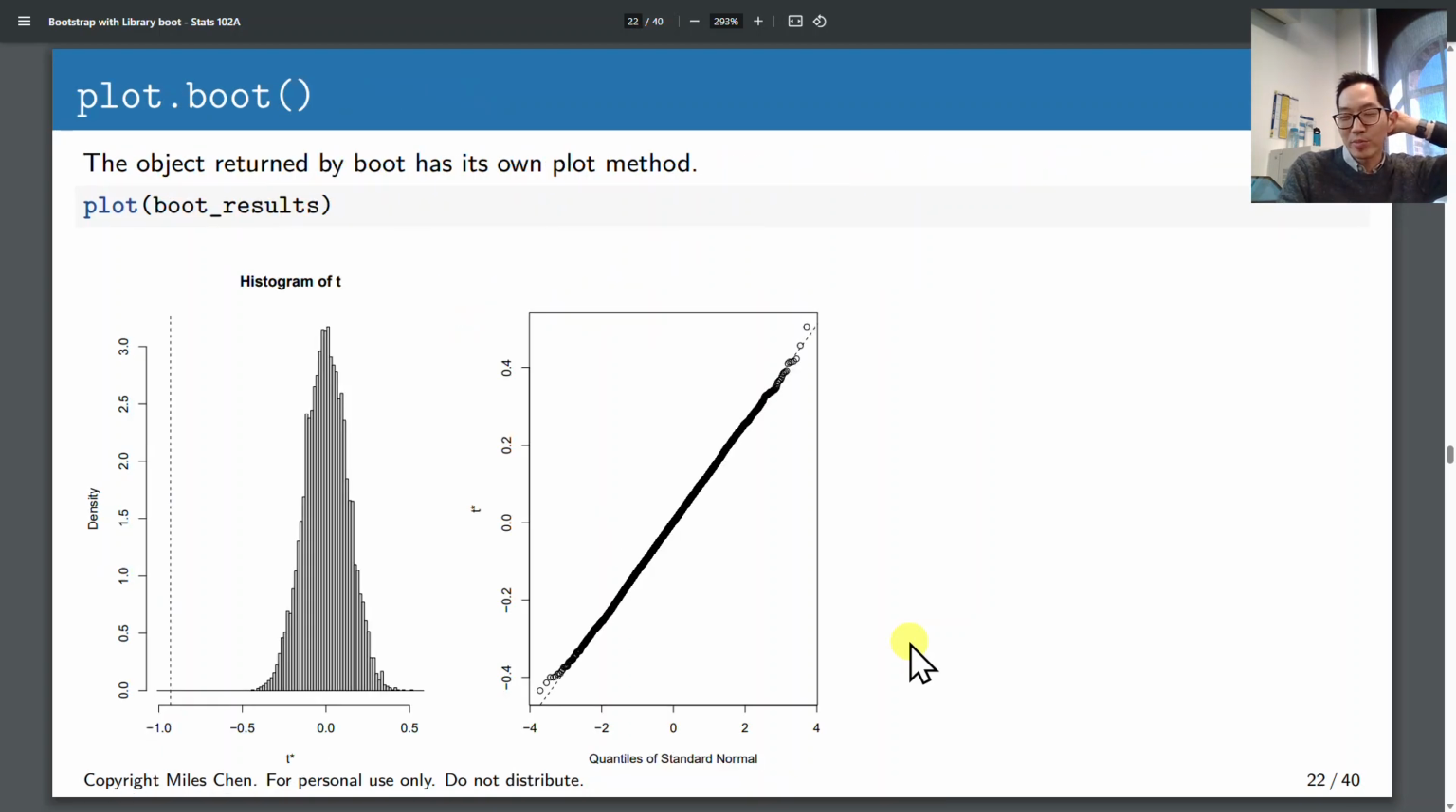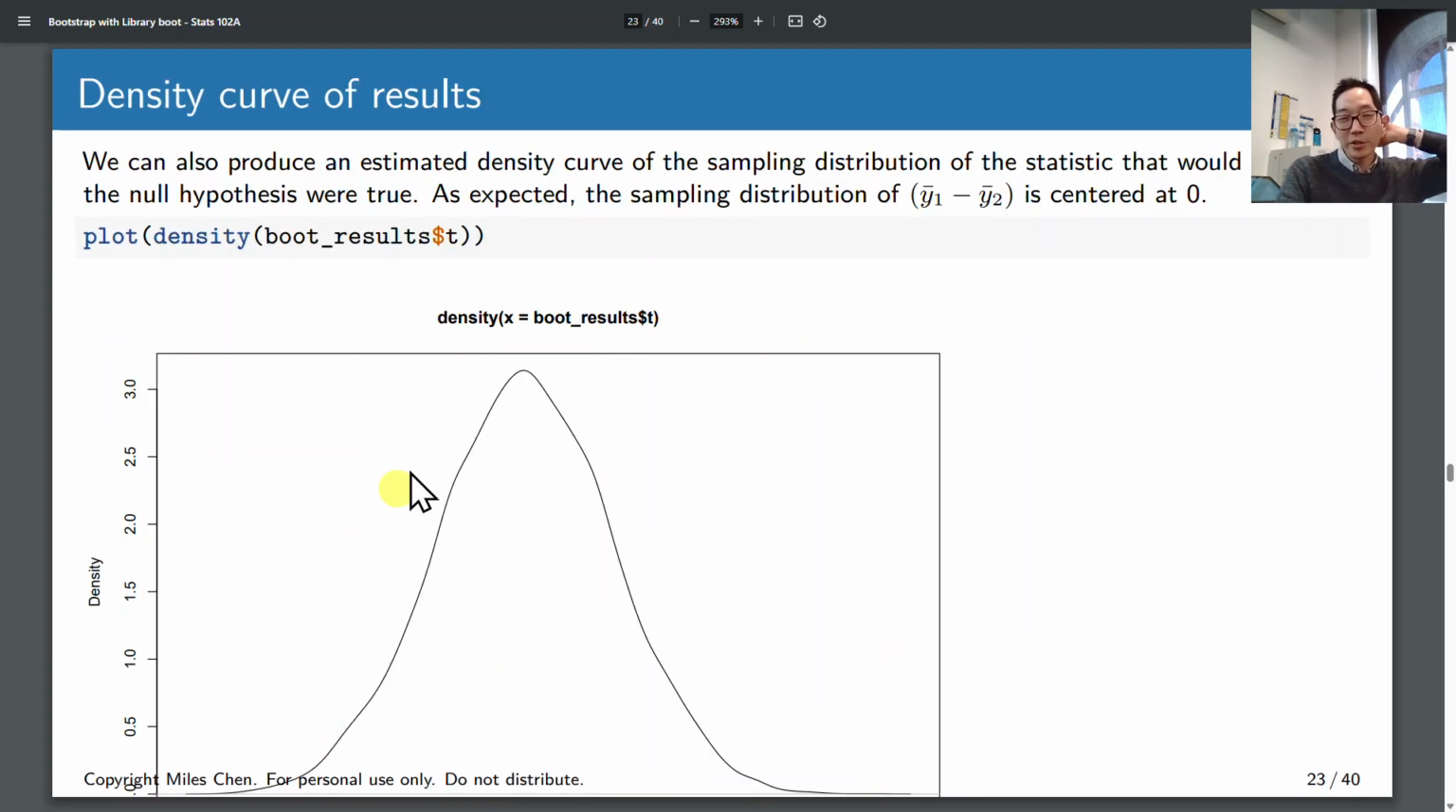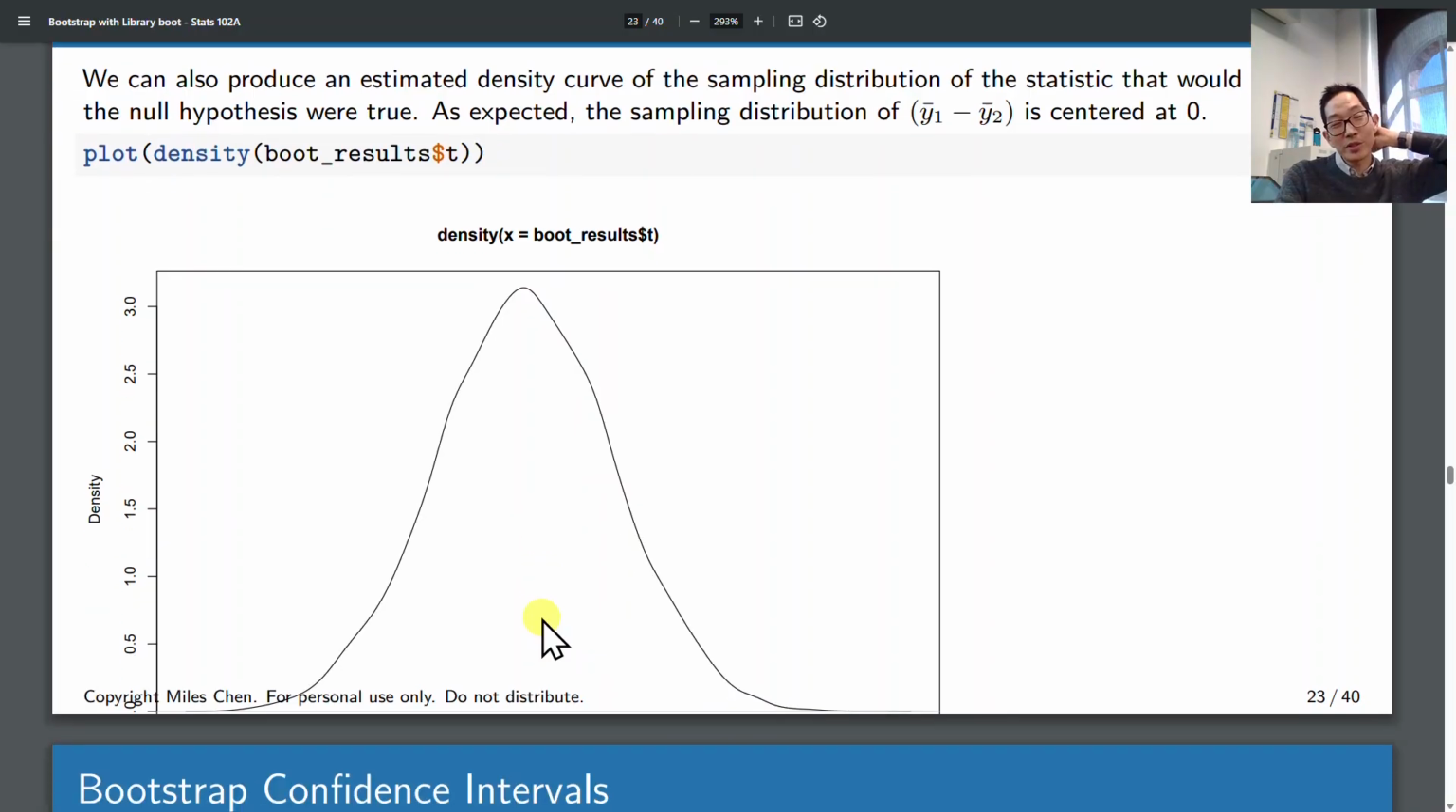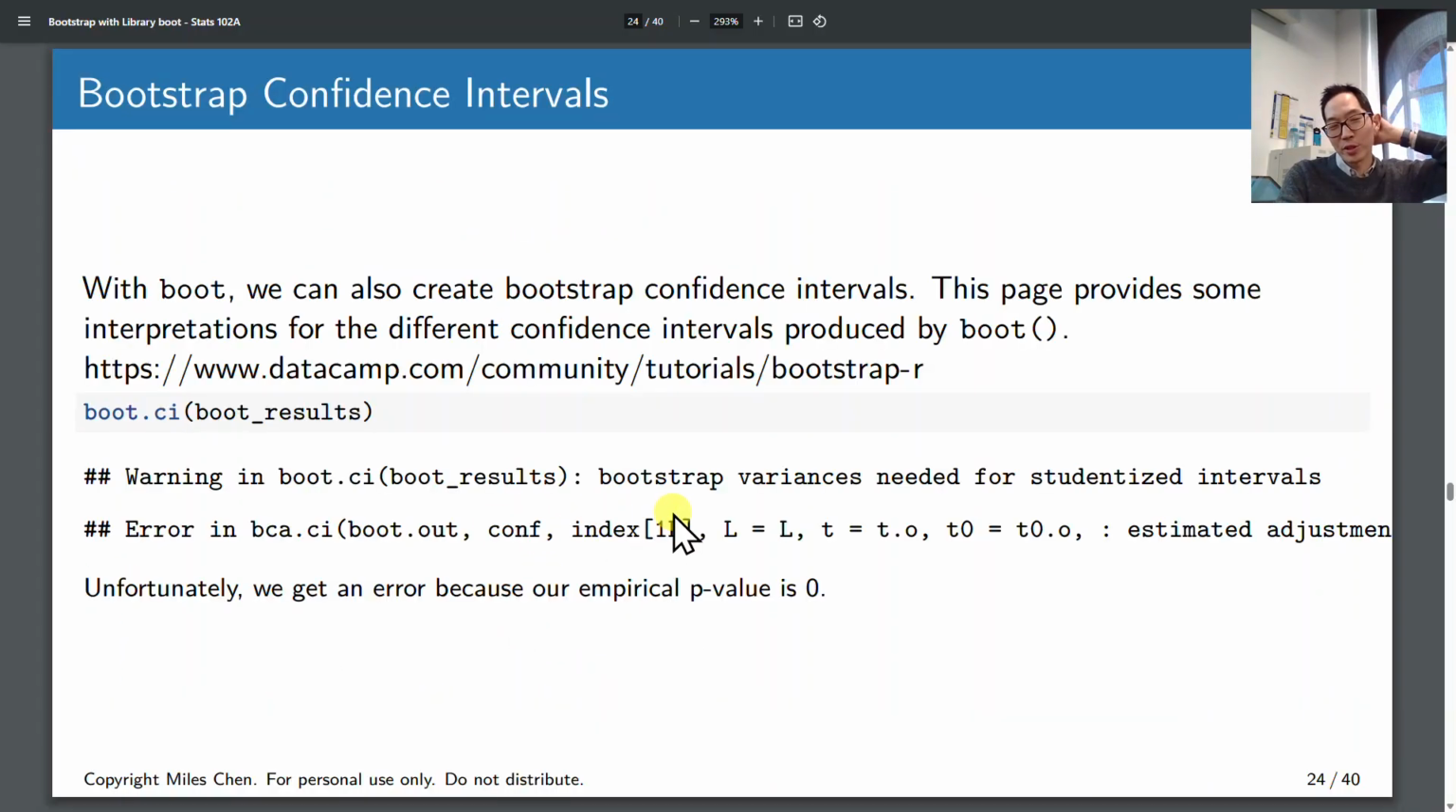But in our case, with bootstrap, we're not too worried. You can produce a density curve of your results here. Again, normally distributed, centered around 0. When you do boot, you can also create confidence intervals. And that's just done by doing boot.ci on your boot results.